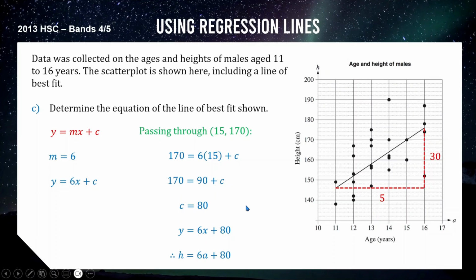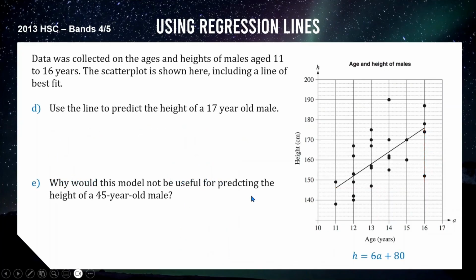Okay, a few more parts, I believe. Part D and E. This question's got 5 parts. That's a massive, massive question. Part D is use the line to predict the height of a 17-year-old male. Okay, that's not too bad because 17 is just one step to the right here. So we could just grab our ruler and extend this line one more block and we'd have a pretty accurate prediction of 182, what looks like.